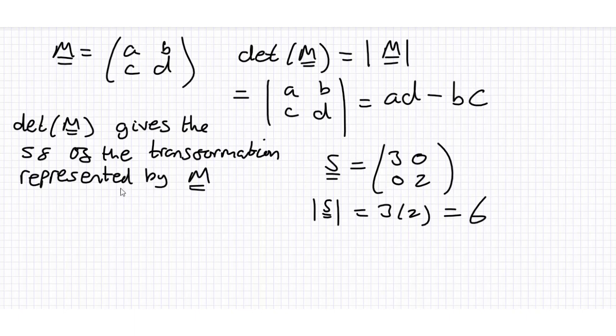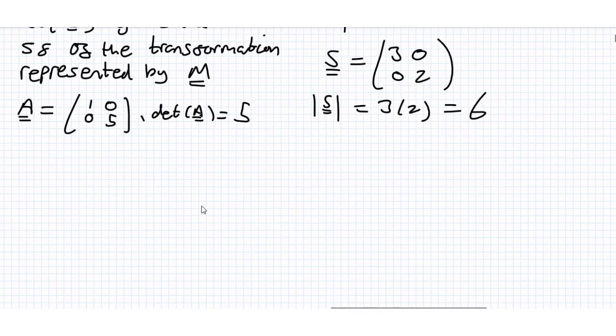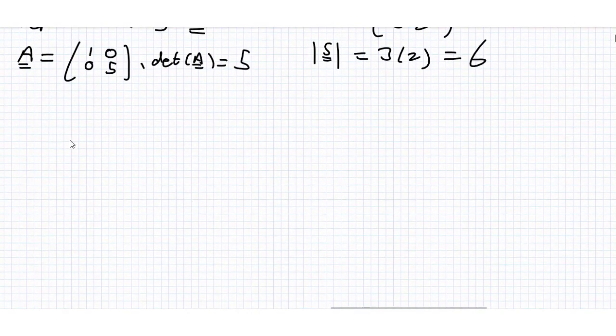Okay, we have another matrix A, 1, 0, 0, 5. Well, this determinant is just equal to 1 times 5, which is 5, and we've got no stretch in the x, a stretch of 5 in the y direction, so it makes sense again that the scale factor would be 5. Right, so now you can see that idea works.